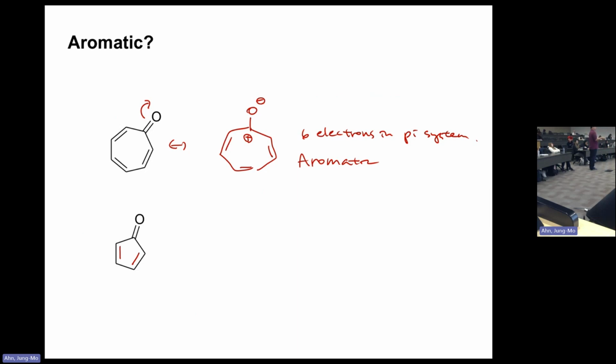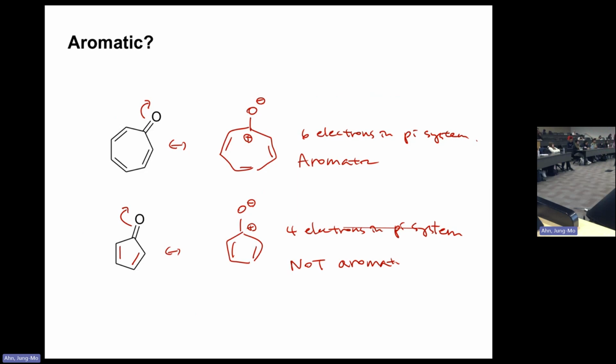What about that one? Same thing, I just changed it to a 5-membered ring. If you do that, the same way, push the electron pair out, and you make the carbocation right there. This is a 5-membered ring with a cation. How many electrons are in the pi system? There are 4 electrons for the 2 double bonds. So this is not aromatic. You may think that this becomes anti-aromatic, but molecules are not stupid enough to go there. They're not even going to push the electrons away. They just stay non-aromatic.